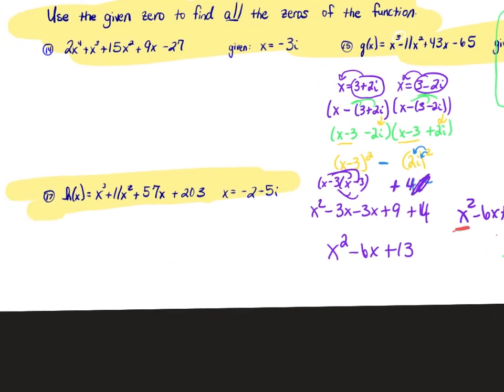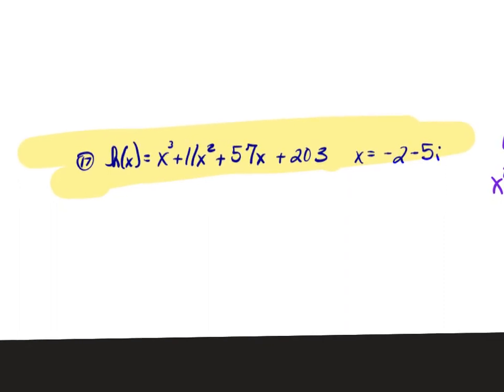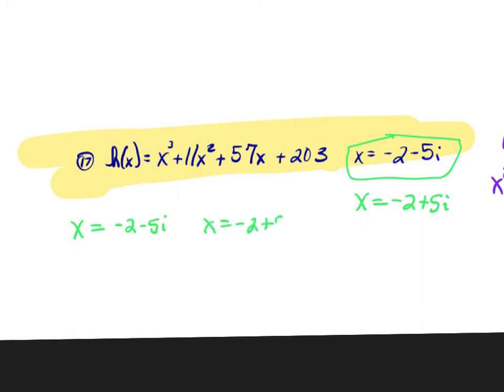We'll do the same thing on this problem. I'll do this one for you guys, and then we'll be good to go. All right, we're given this 0 right here. I have a 0 that is x equals negative 2 minus 5i. That means I also have a 0 of x equals negative 2 plus 5i. We have to account for our conjugate.